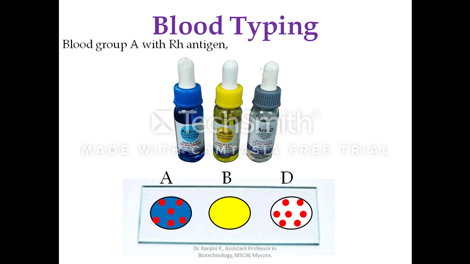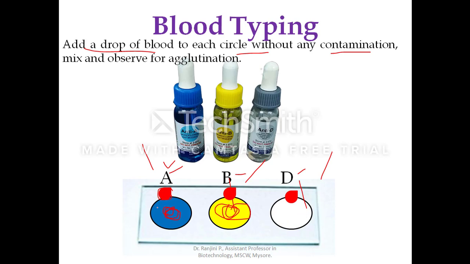After that, you observe for agglutination. What is agglutination? Here we have the antisera, and in our blood we have the antigens. So when you add this blood antigen into the antisera solution in the respective circle, there will be interaction between the antigen and the antibody, or interaction of the blood with the specific antisera that is loaded in the circle.